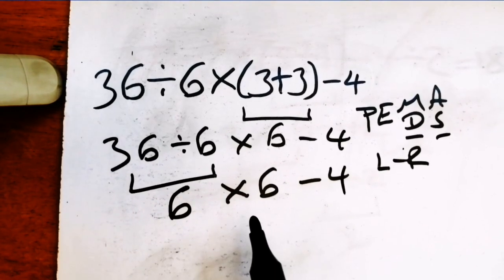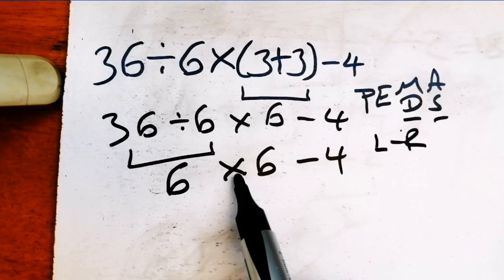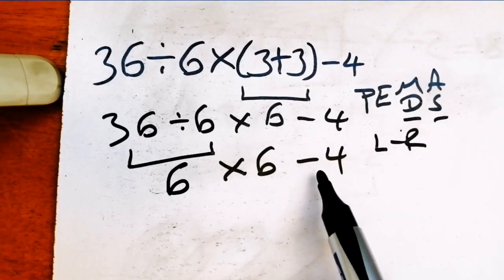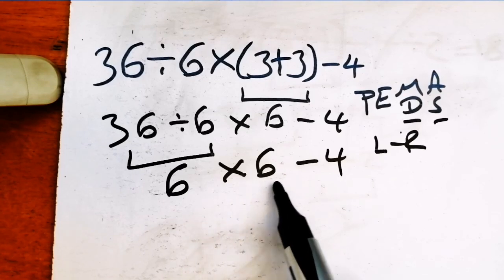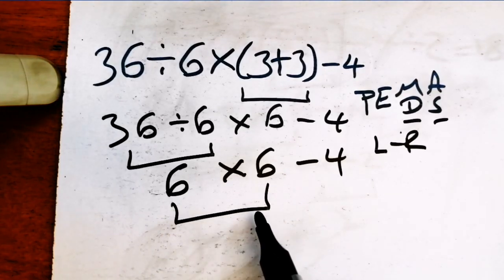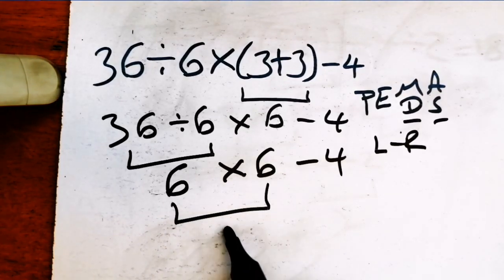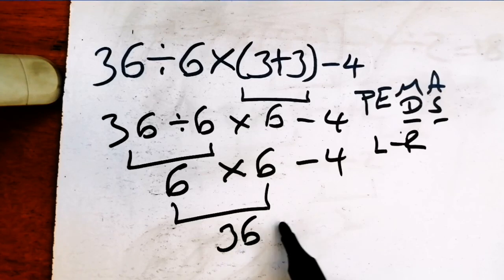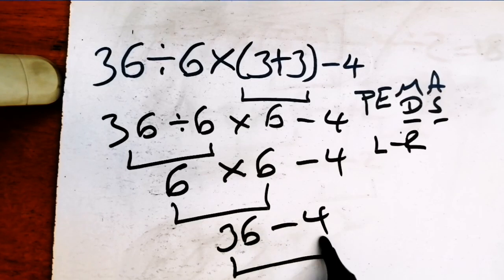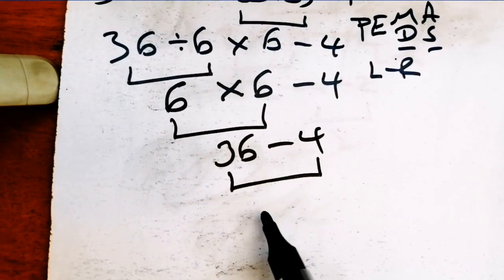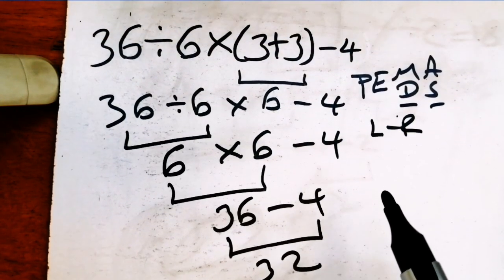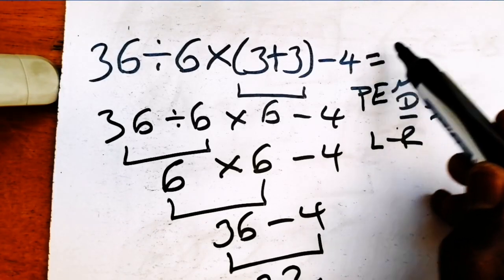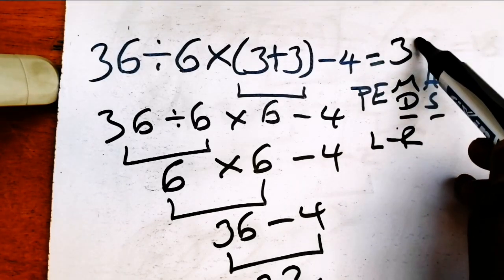Here also in this expression there is one multiplication and one subtraction. According to PEMDAS, multiplication has higher priority than subtraction. Therefore, we have to multiply first: 6 times 6 equals 36. Then minus 4. 36 minus 4 is 32. Therefore, the correct answer of this problem is 32.